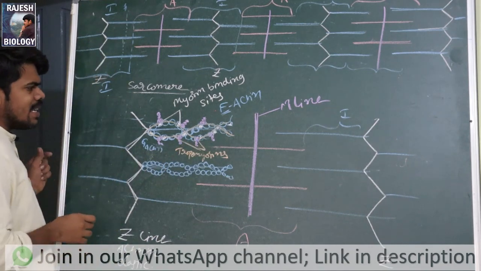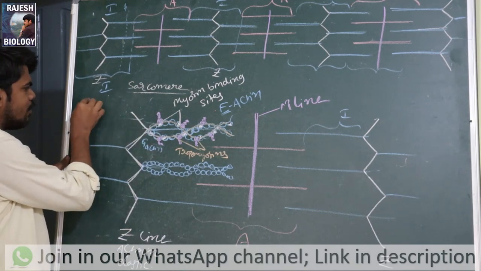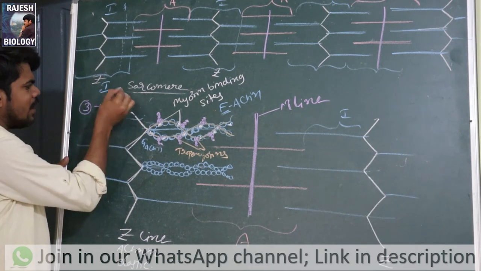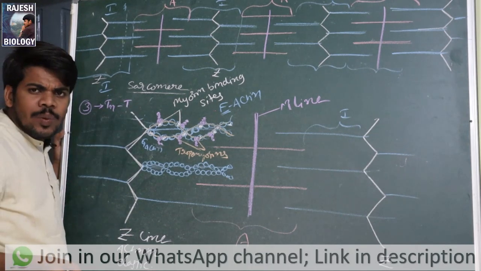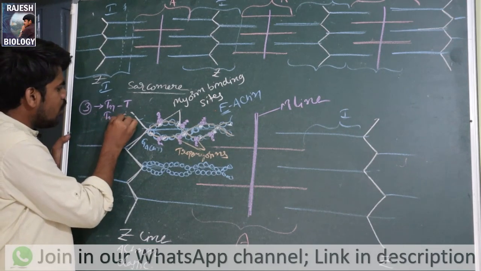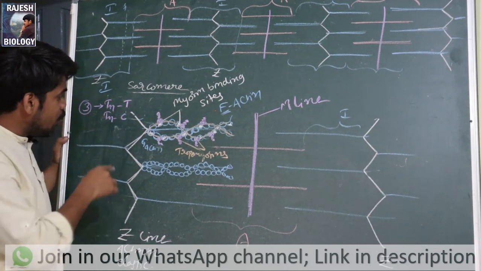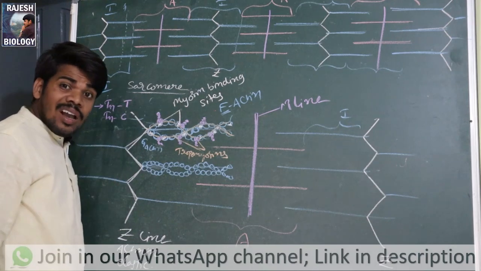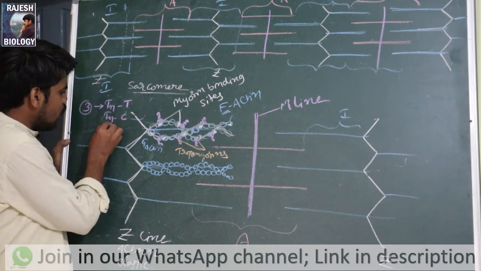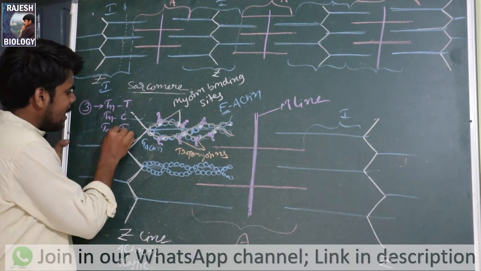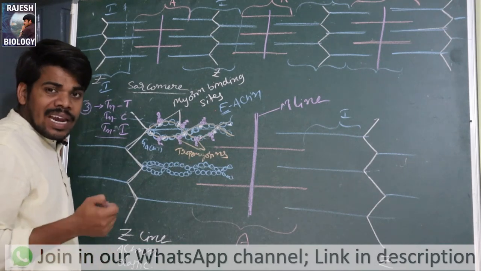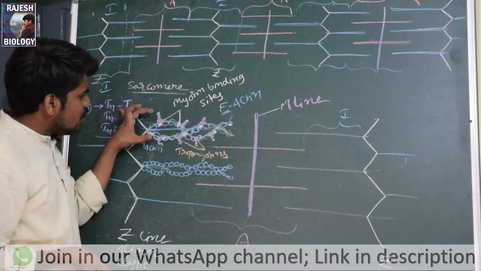Troponin has three subunits. Troponin has how many subunits? Three subunits. One is troponin T. Troponin T binds with the tropomyosin. Another one is troponin C. Very important, troponin C binds with calcium ions, which is very important for muscle contraction. Another one is troponin I. I means inhibitory, which binds with the actin. So these are the troponins.